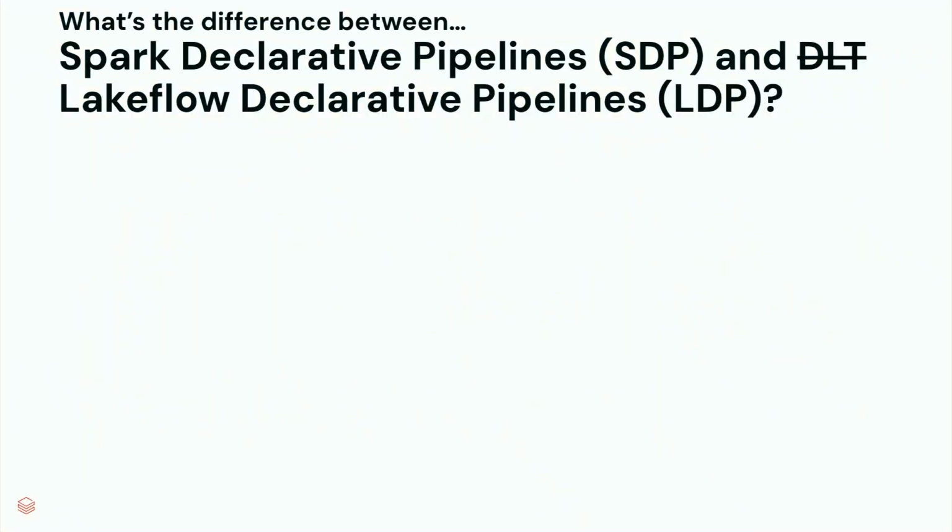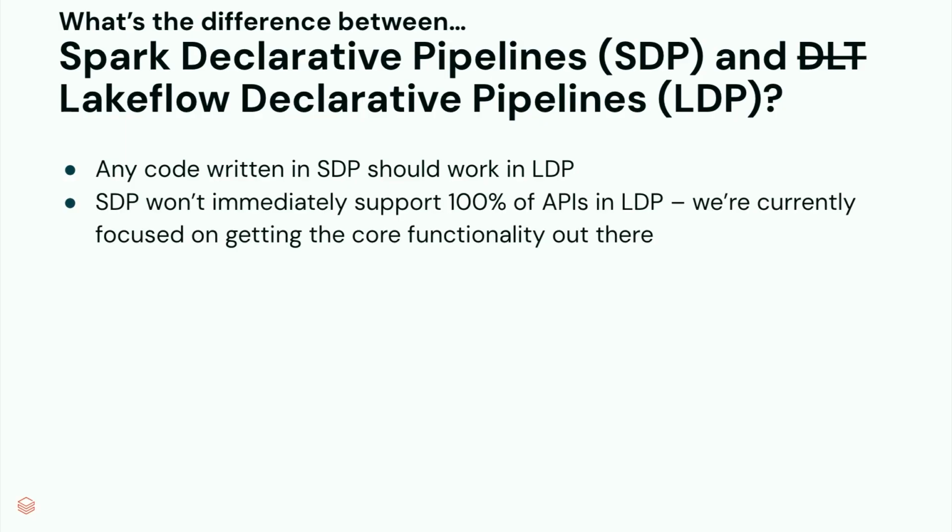First off, what's the difference between Spark declarative pipelines and Lakeflow declarative pipelines? Lakeflow declarative pipelines is what was formerly known as DLT. The short answer is that SDP, Spark declarative pipelines, is a subset of LDP. Any code that's written for Spark declarative pipelines is expected to work inside Lakeflow. This won't be the case in the other direction 100% of the time.